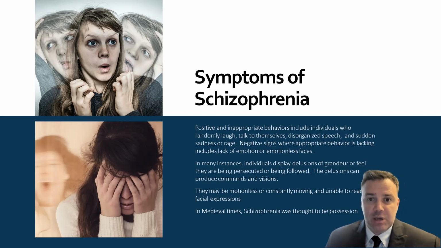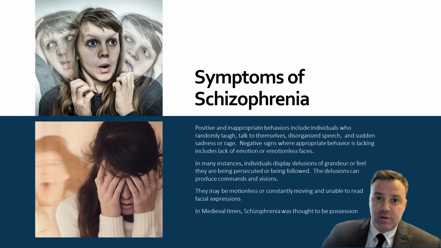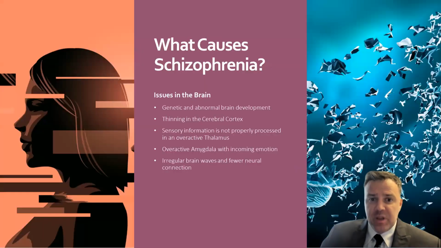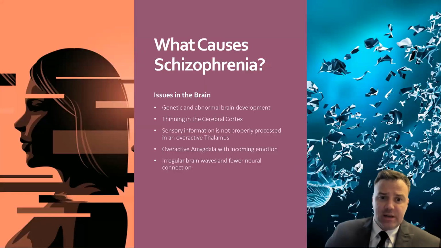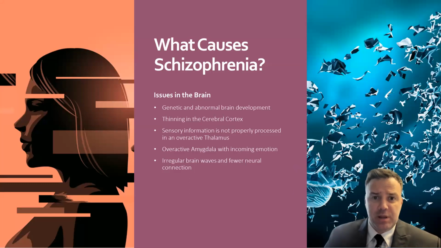In fact, in medieval times, many considered these individuals to be possessed, but with modern science, we obviously understand that there is a natural explanation for what is occurring. And what is occurring is issues within the brain. The brain is not functioning normally, obviously. There could be genetic and abnormal brain development. Some have thinning in the cerebral cortex itself.